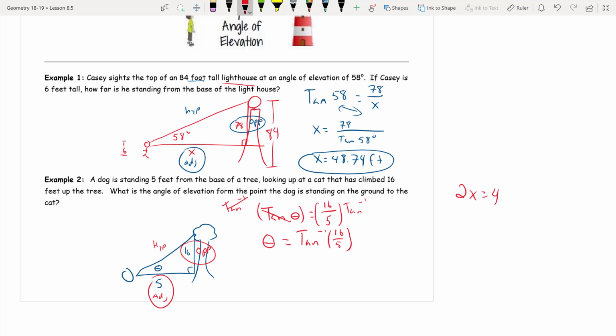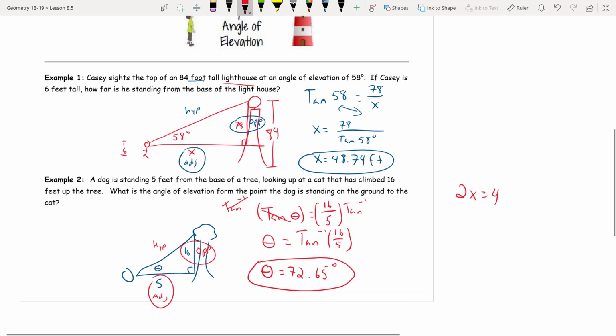And all you have to do is plug into the calculator there. So it's the second button, then your ratio, and you do 16 divided by 5, and you end up with your theta is 72.65 degrees. So it's a little different process. You're using this inverse operation here to help solve it.